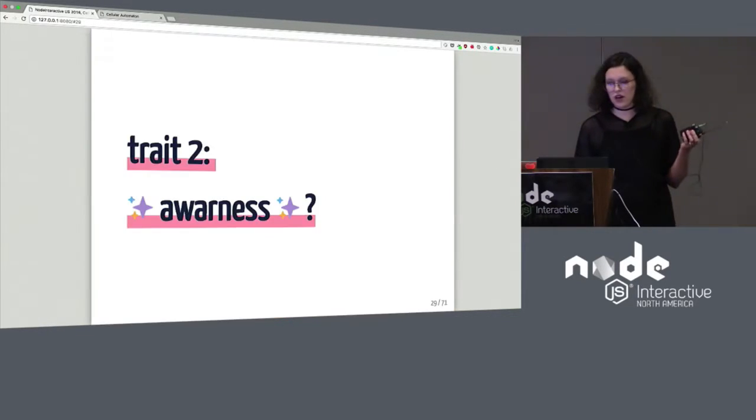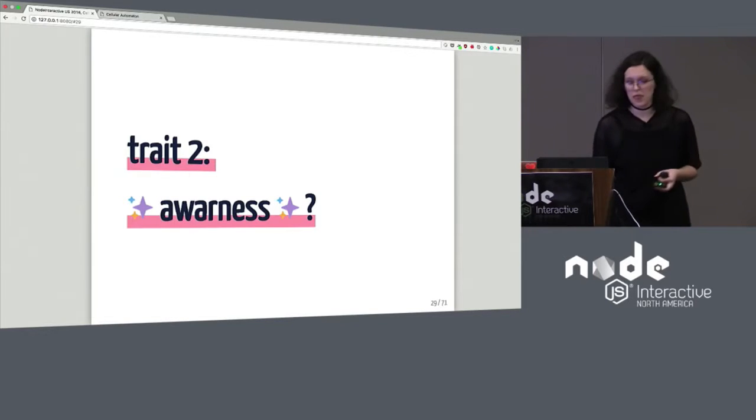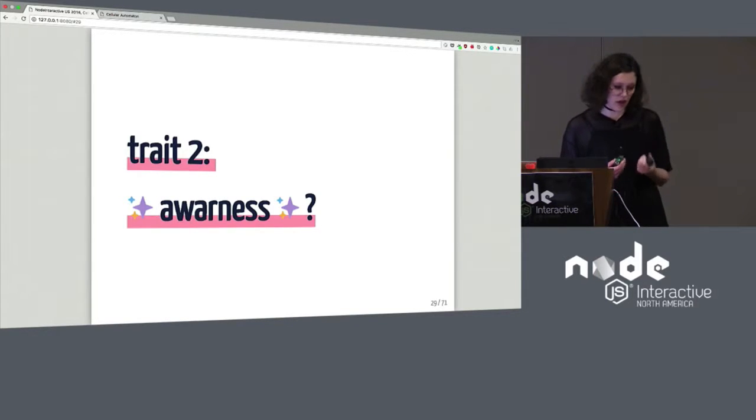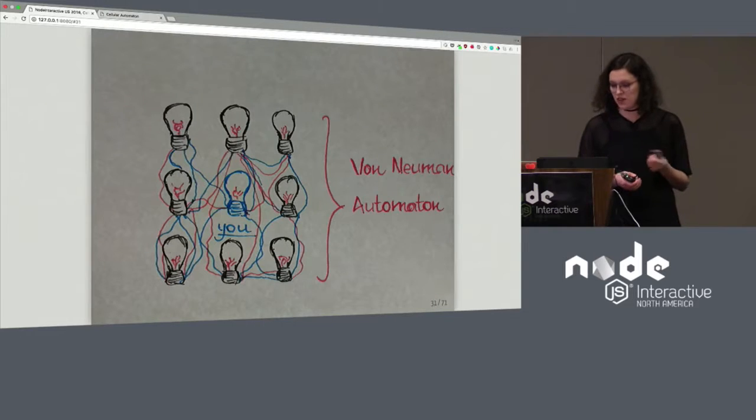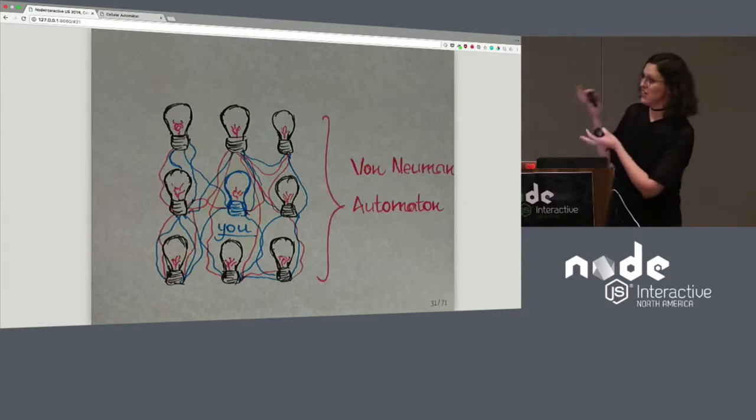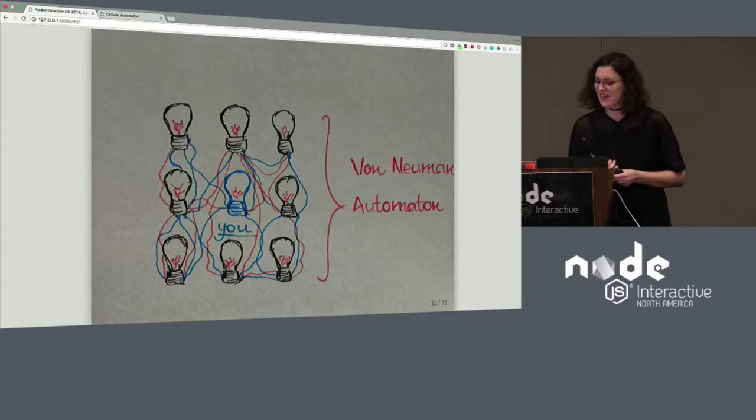So let's go back to trait number 2, which was awareness. How does awareness even work in an automata? Von Neumann put together his first automata with light bulbs and wires and things like that. And I made a replica of von Neumann's automata, which is, I think, very likable and understandable, exactly how he meant it to be.